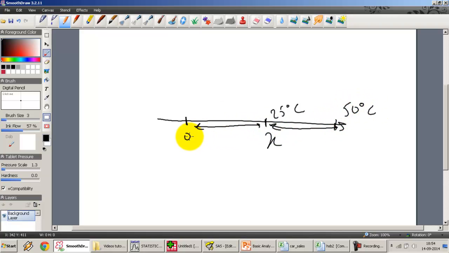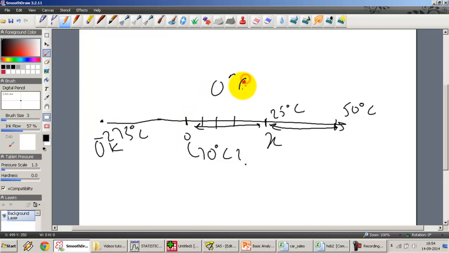But how do I know what the origin is? Is the origin 0 degrees Celsius? It's not. 0 degrees Celsius is simply an arbitrary point which I've put on the number line. 0 could be here, 0 could be here, 0 could be here. In the temperature scale, 0 degrees Celsius is not the origin. The origin is somewhere over here, which is 0 Kelvin, or minus 273 degrees Celsius. So it's way off over there. 0 degrees Celsius and 0 degrees Fahrenheit are actually points on the scale. They are not the origin.